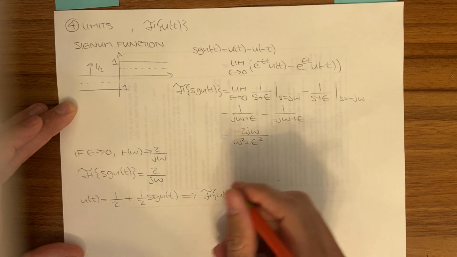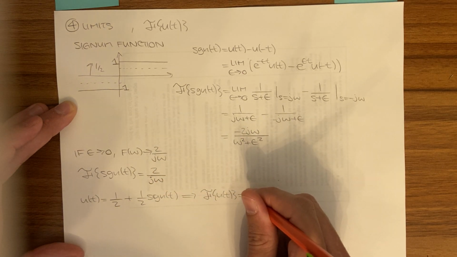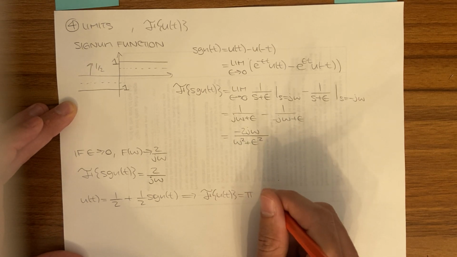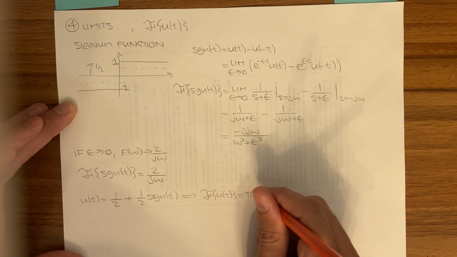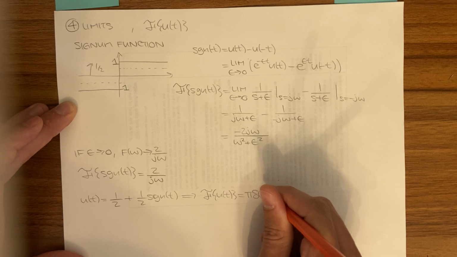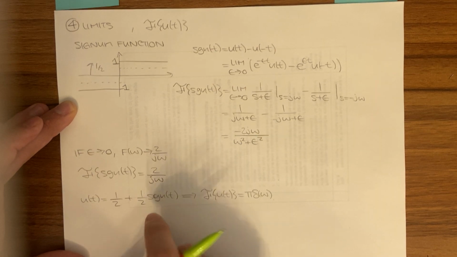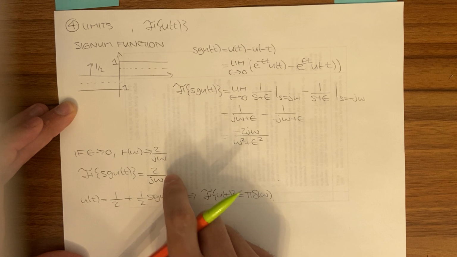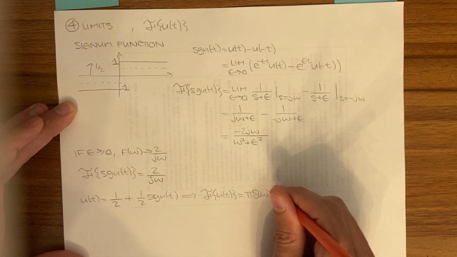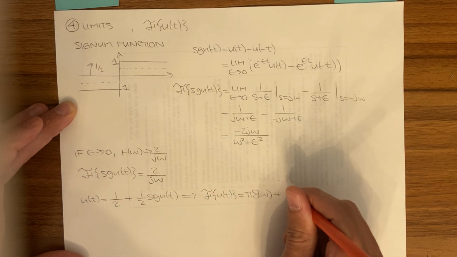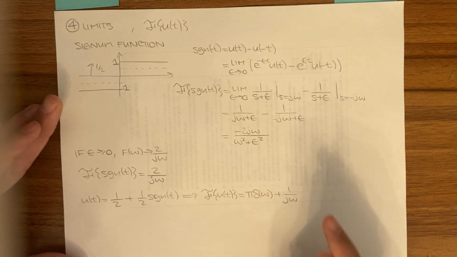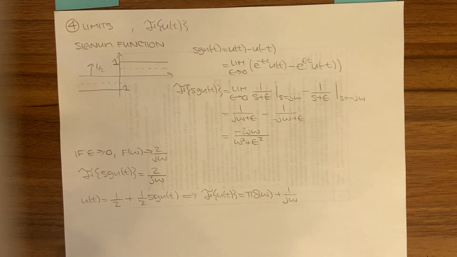And then we know the Fourier transform of 1/2. Okay, we mentioned that earlier. What happens when you take a Fourier transform of just a constant? It's just pi delta omega. And then we take 1/2 the Fourier transform of the sine function, and that's going to be plus 1 over j omega. Okay, so that's how we take the Fourier transform of a step function.